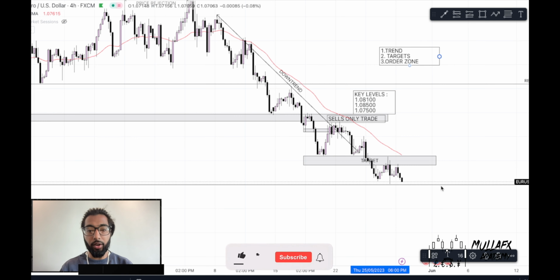We've had another bearish week in the market for Euro USD, and I'm going to explain to you as thoroughly as possible why. So today we're going to break down Euro USD. We're going to first find out the trend, the targets, and our order zones. Now, order zones is something I've created for myself, and these are areas that I would like to trade in when I am in the market.